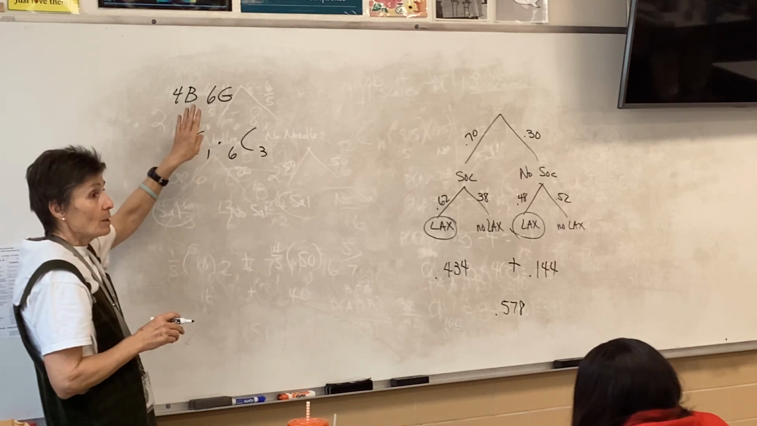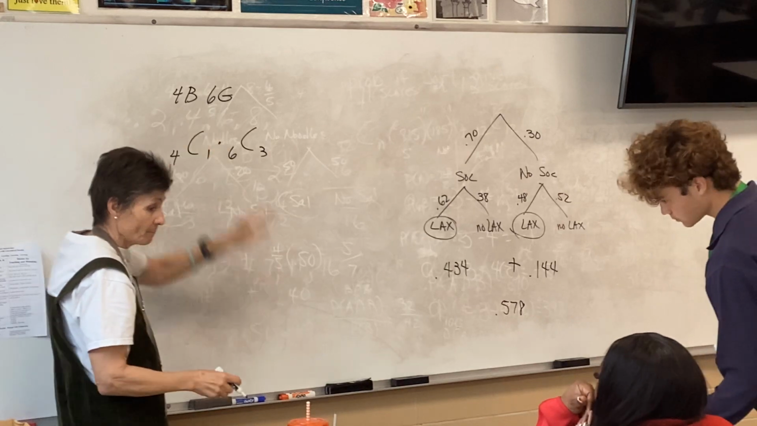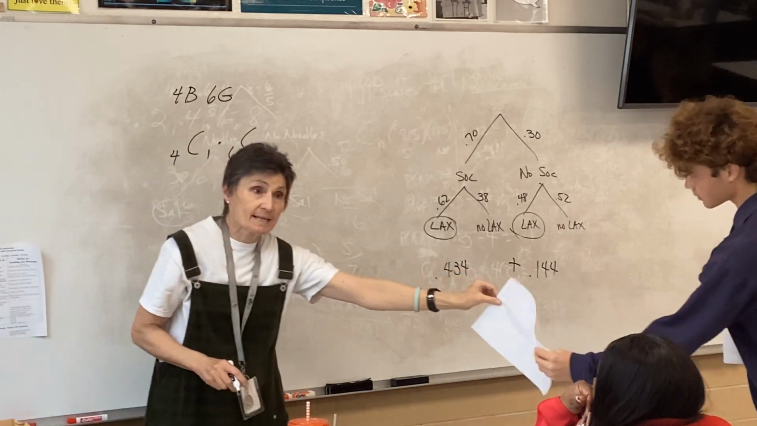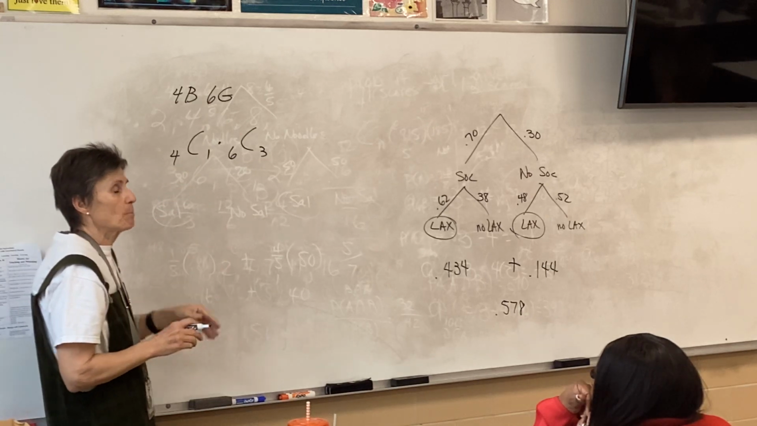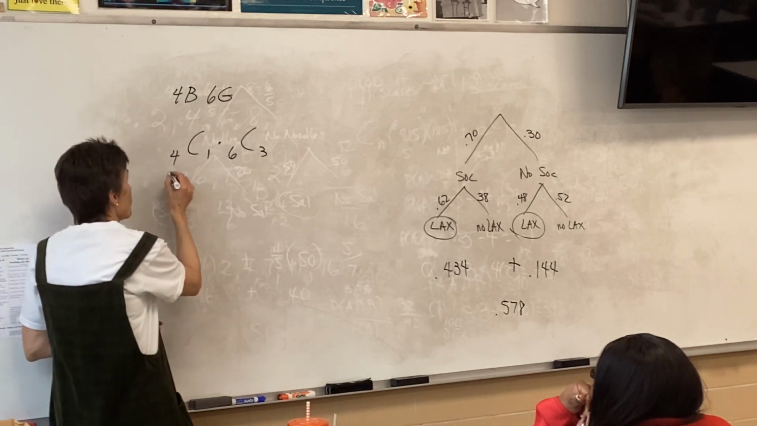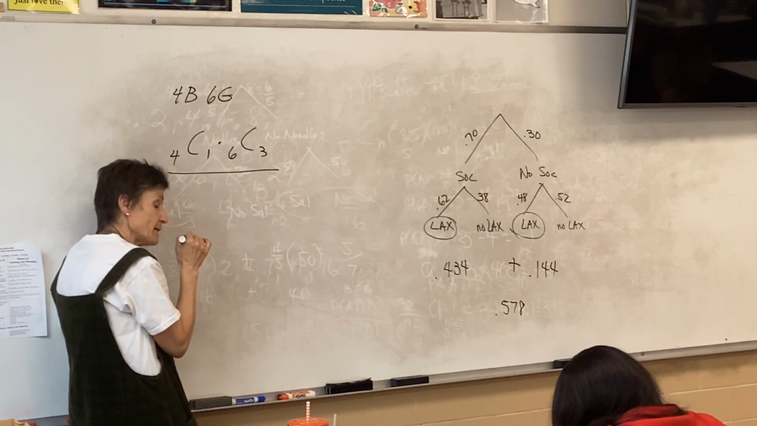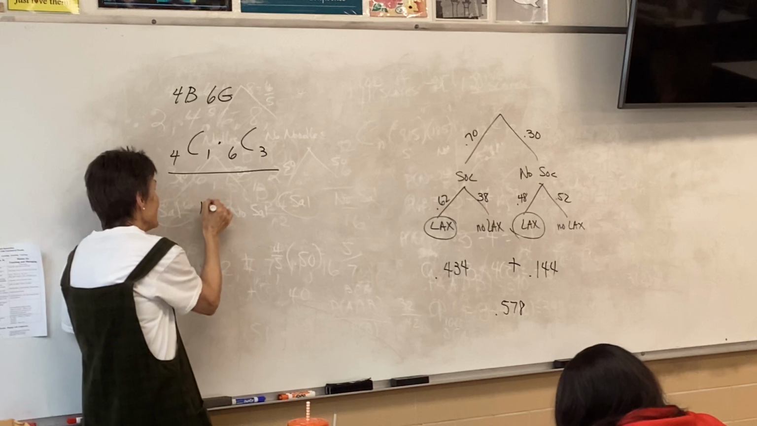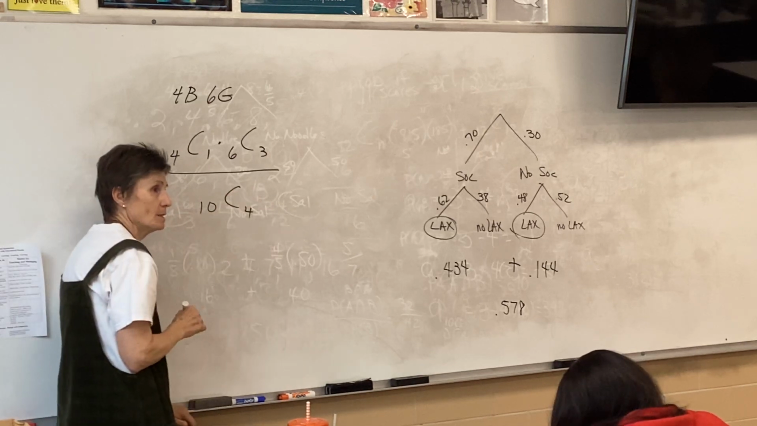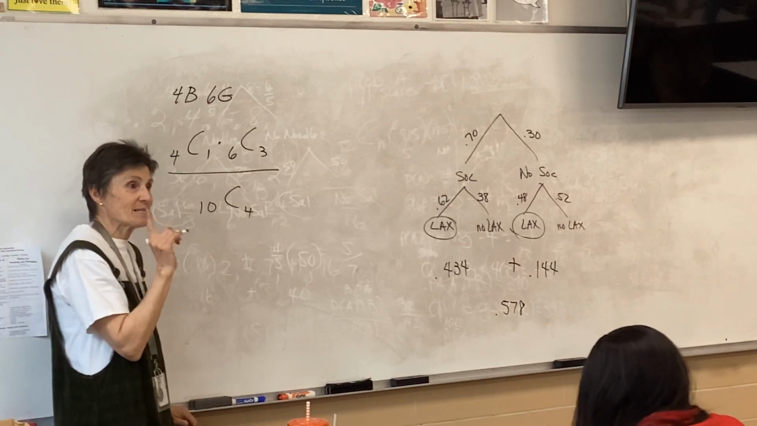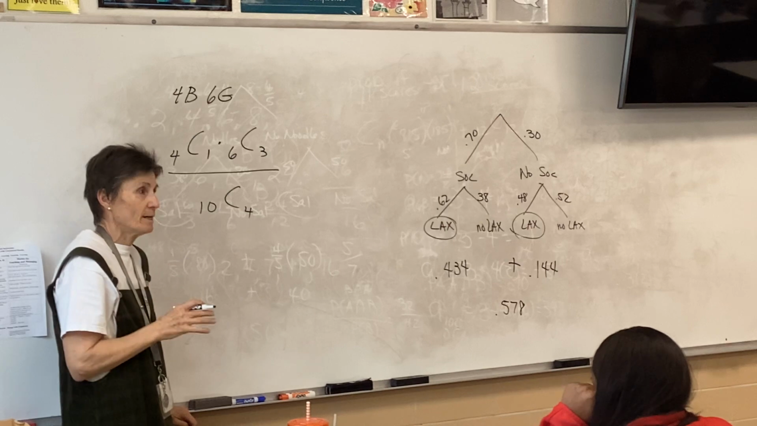Now, 4 boys, I'm going to pick 1. 6 girls, I'm going to pick 3. But it's a probability question. So what's my denominator? How many total kids are there? How many total kids am I picking? 4. That's your denominator. Your numerator is specific to what you want. Your denominator is what it is.